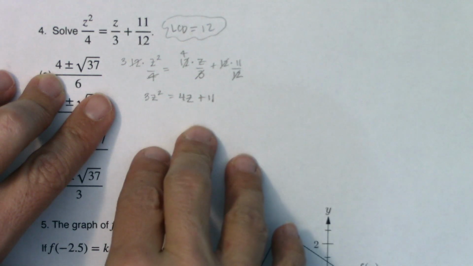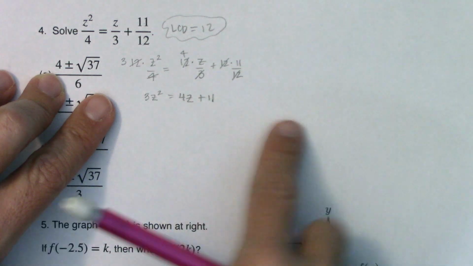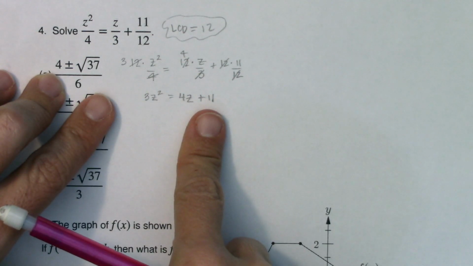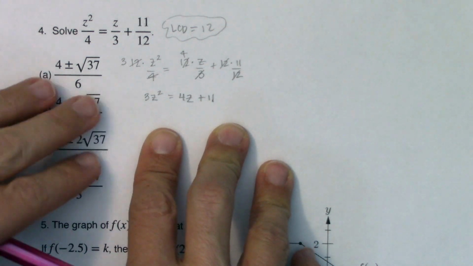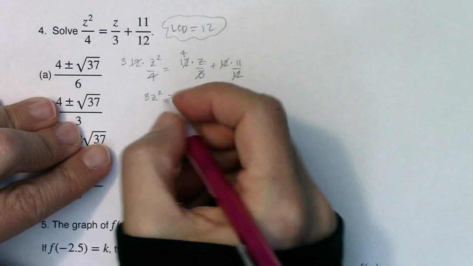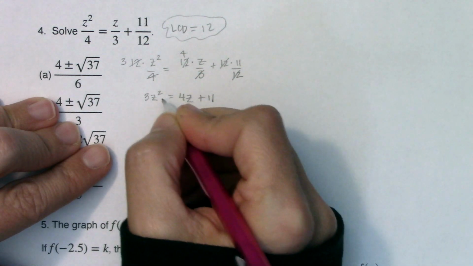I could try and factor this, I could try and complete the square, or I could use the quadratic formula. I'm going to set this to 0 and just see if I'm able to factor this. I like to check if I'm able to factor because factoring is faster, but it doesn't always work. So let's see. If I were to set this to 0, I'm going to subtract the 4z over, and I'm going to subtract the 11 over.